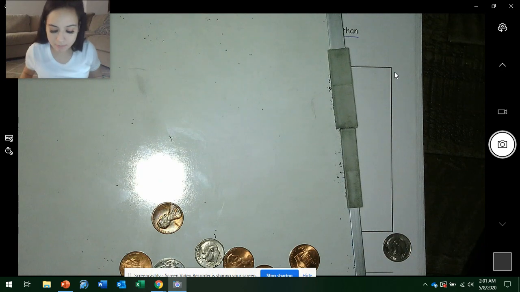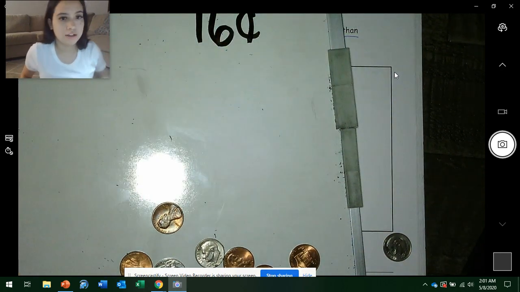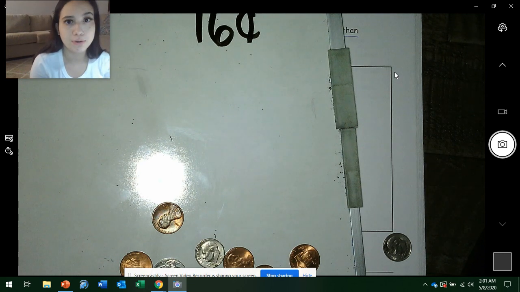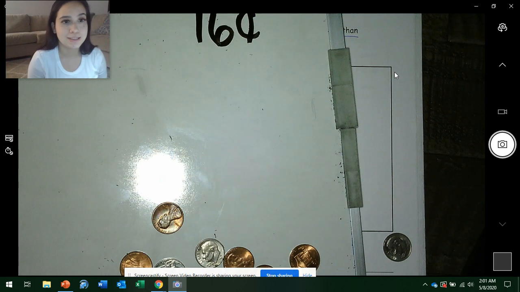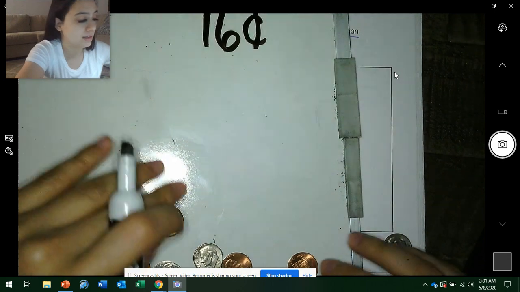Okay, our next combination is 16 cents. Go ahead and press pause on the video and make your combinations of 16 cents using your coins, and press play when you're ready to check some of your combinations. Okay, at this point you should have already made some combinations to make 16 cents, so let's check.